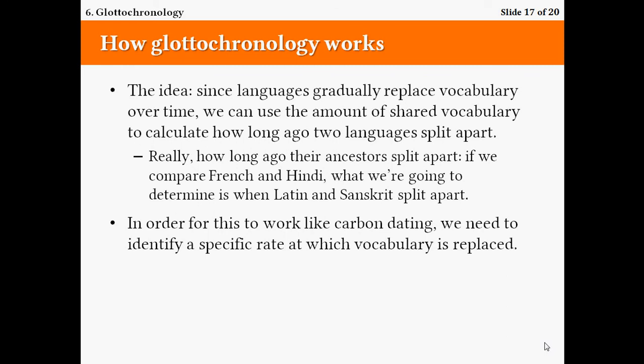In order for this to work in an explicit way, like carbon dating works, we can't just say they share a lot of vocabulary, so it was recent. They share a little vocabulary, so it was long ago. Right? In order for this to be a methodology that gives us specific results, what we need is a specific rate at which vocabulary is replaced. Right? In the same way, we know the rate at which radiocarbon decays. That's what lets us do carbon dating. We need a rate at which vocabulary turns over in order to use that to date the relationship between two languages.